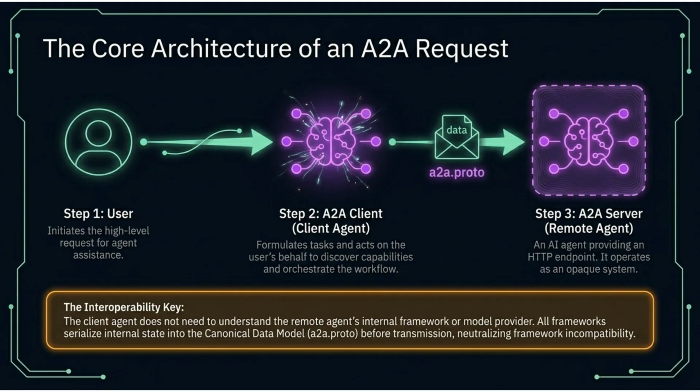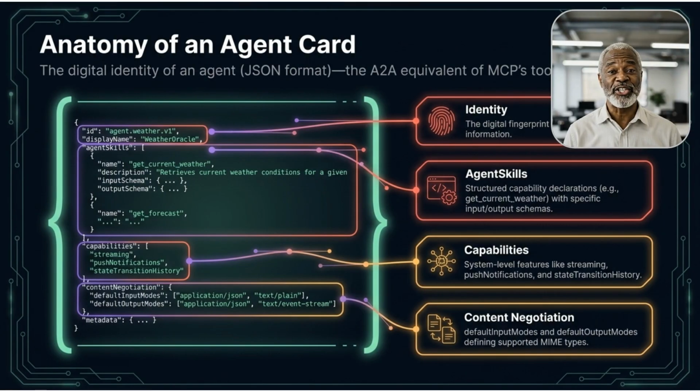The core architecture of an A2A request involves 3 steps. First, the user initiates the request. Second, the A2A client formulates tasks and orchestrates the workflow. Third, the A2A server provides an HTTP endpoint. The interoperability key is that all frameworks serialize internal state into the canonical data model, A2A proto, before transmission, neutralizing framework incompatibility. The agent card is the digital identity of an agent in JSON format.